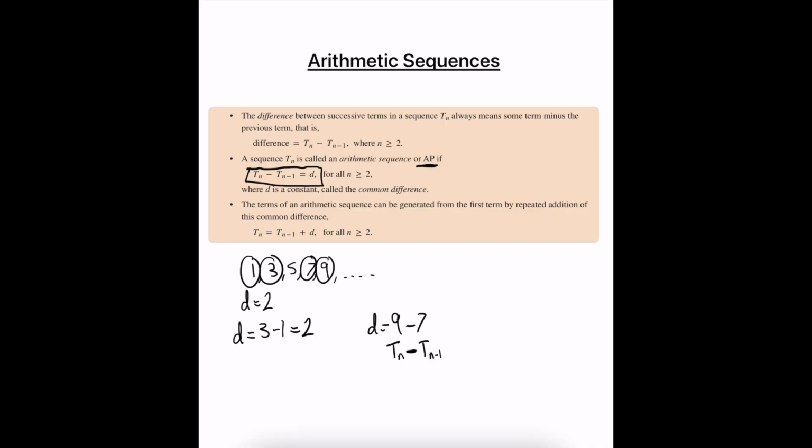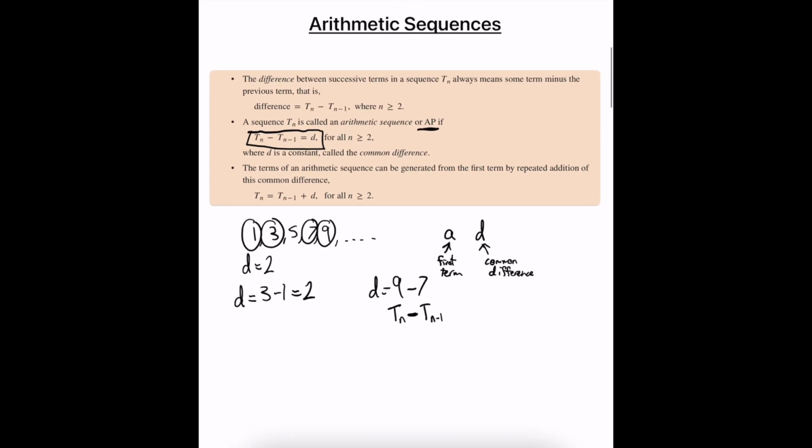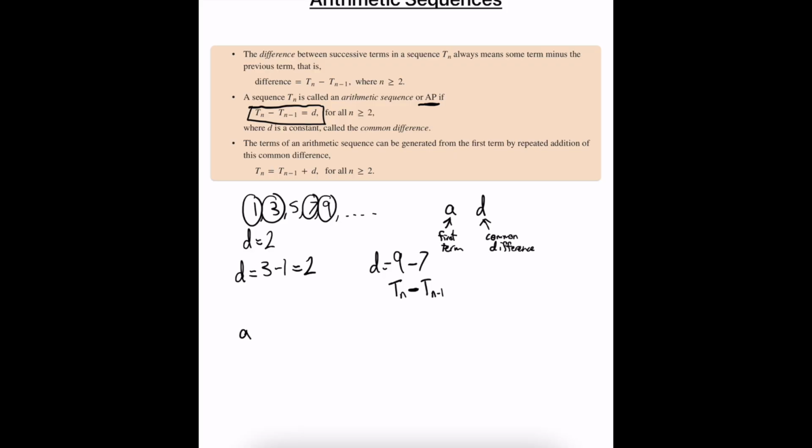Now, if we consider the first term to be a and this common difference to be d, we can write out every arithmetic sequence as follows. So a, I'm going to say is the first term, and then d is the common difference. So if I go down a little bit, what I get is the first term is a, the next term is going to be a plus d, the next term is going to be a plus d plus another d, and it's going to keep going like this. So if we collect the like terms, and so on.